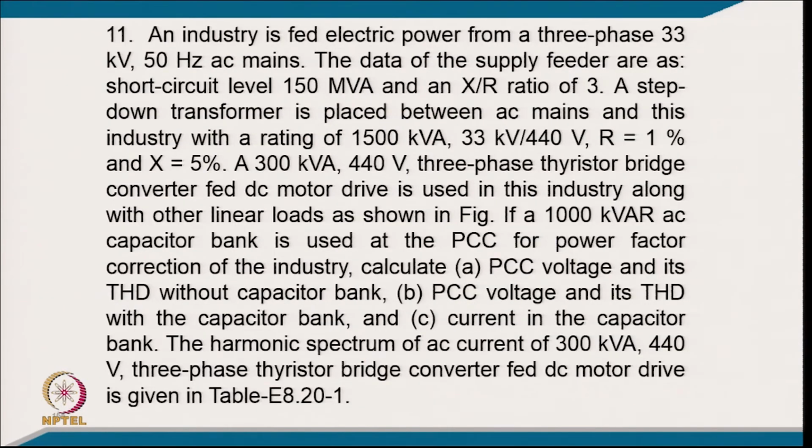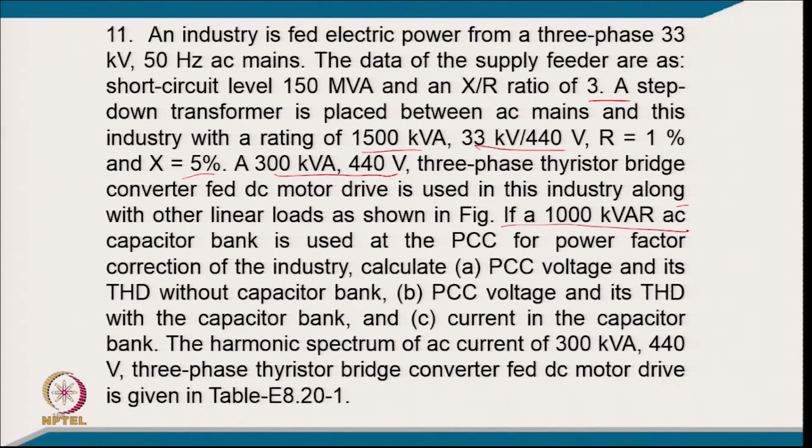Coming now to another numerical problem interrelated with that, the 11th problem. An industry is fed electric power from a 3 phase 33 kV, 50 hertz AC mains. The data of the supply feeder are a short circuit level of 50 MVA with X/R equal to 3. A step down transformer is placed between the AC mains and the industry with a rating of 1500 kVA, 33 kV upon 440 volt, with resistance of 1% and X equal to 5%. A 300 kVA, 440 volt 3 phase thyristor converter fed DC motor drive is used in this industry along with other linear load as shown in the figure.